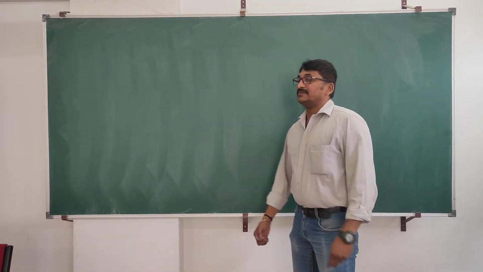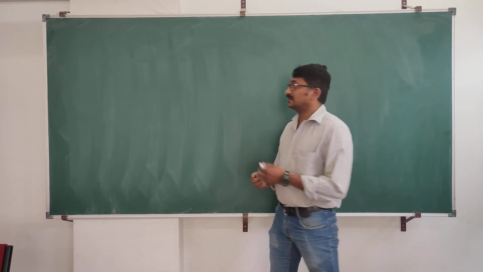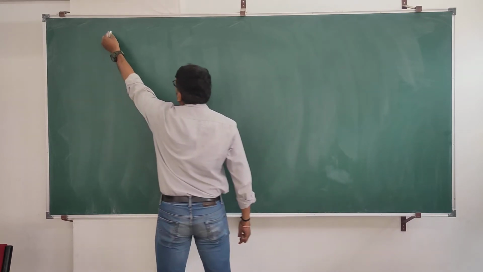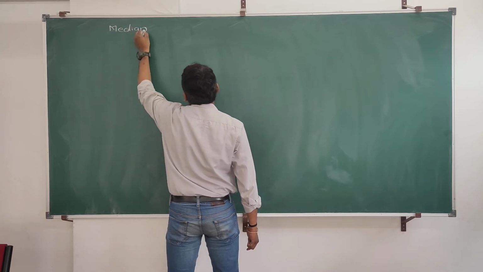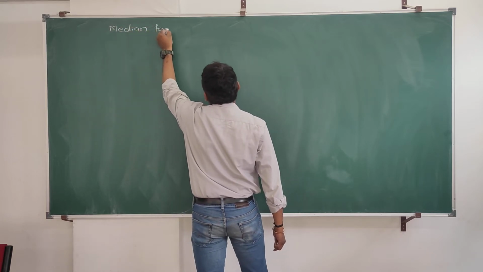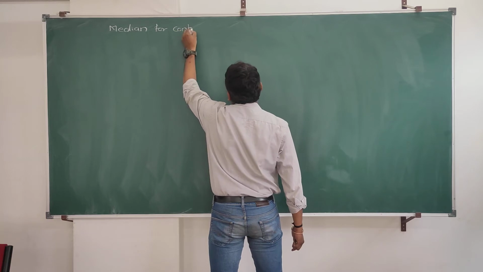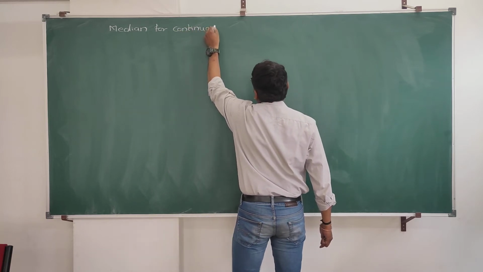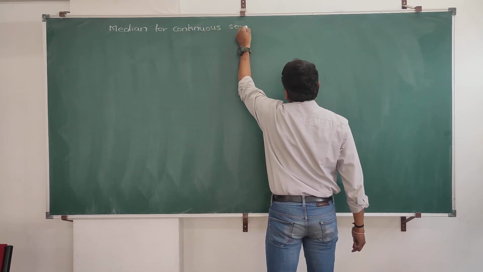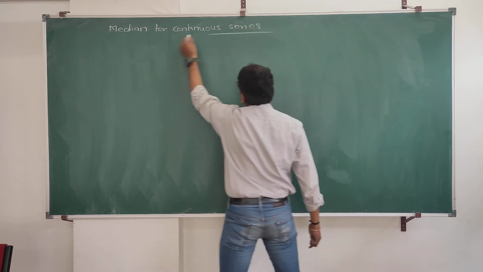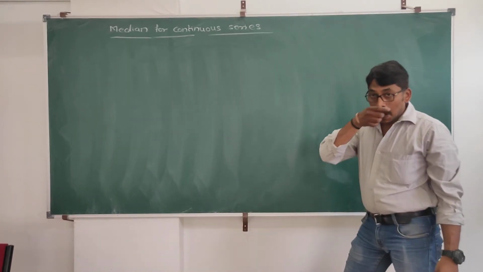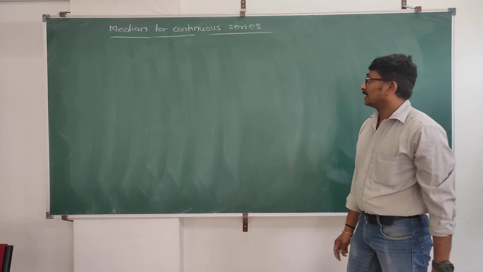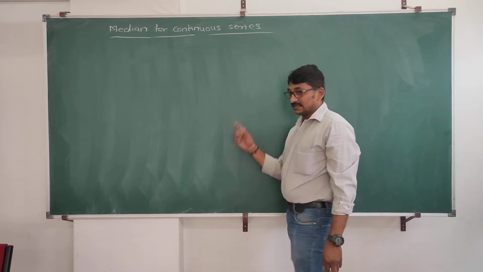Now we will start with median and mode. That is the next two averages. Write down. First heading you write: median for continuous series. Median for continuous series. Okay. I will write down the formula, then I will explain.